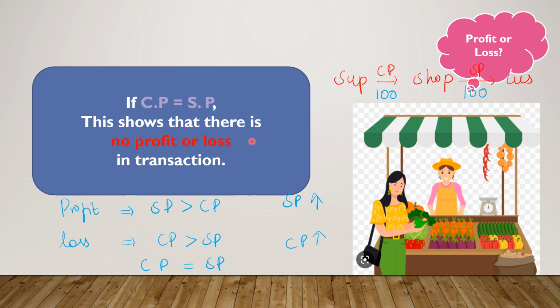We are moving on to the last part. We are recollecting all the concepts: what is cost price, what is selling price, what is profit, what is loss. I think you have got every concept. So we'll do some problems in the next slide.